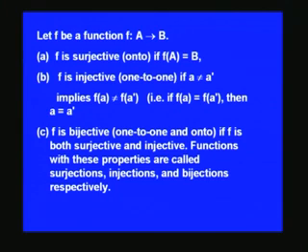Let f be a function from A to B. Then f is surjective if f of A is equal to B, that is every element of B is an image of some element of A, and f is injective if a not equal to a dash implies f(a) not equal to f(a dash), that is different elements of A will be mapped onto different elements of B. And if it is both injective and surjective, it is bijective.